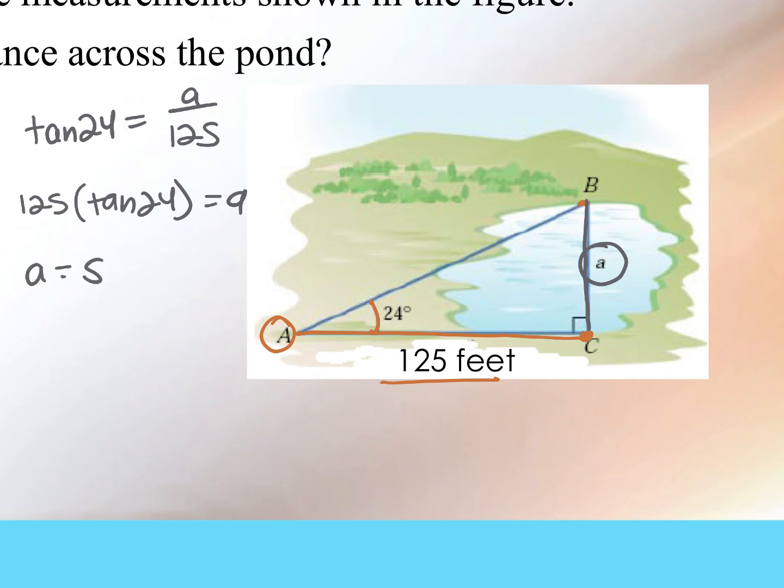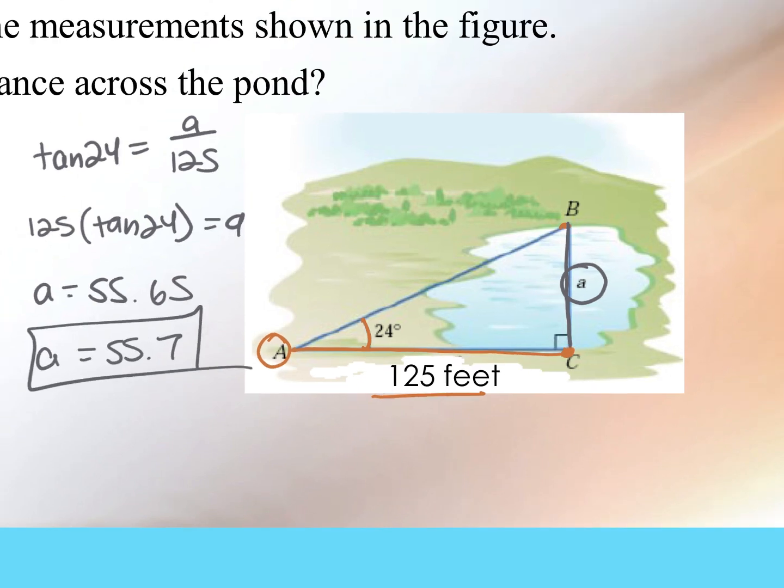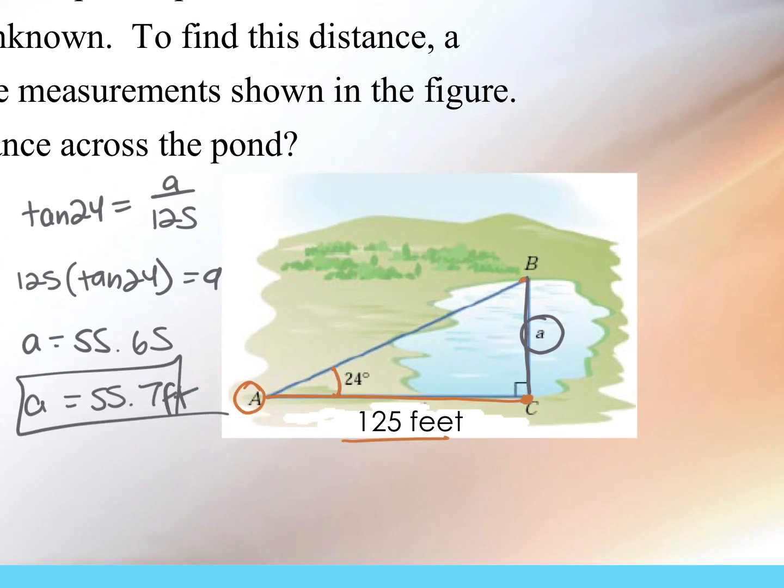And I get 55.65. So this is going to round to 55.7. And it gives it to you in feet, so it'd be 55.7 feet. Sometimes it'll tell you to round it to the nearest whole number. Sometimes it'll say to round to the nearest other place. Most of the time it's nearest tenth on these word problems.